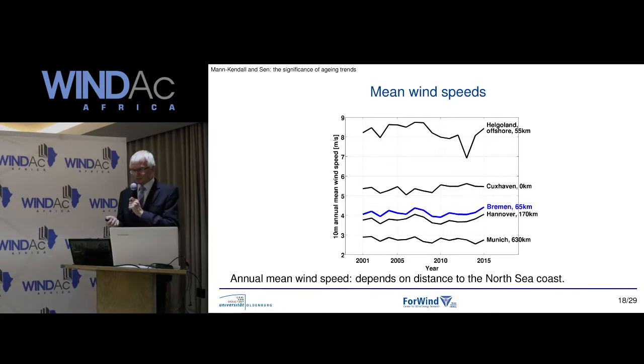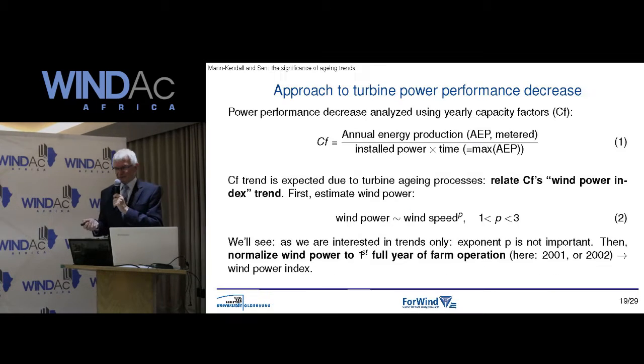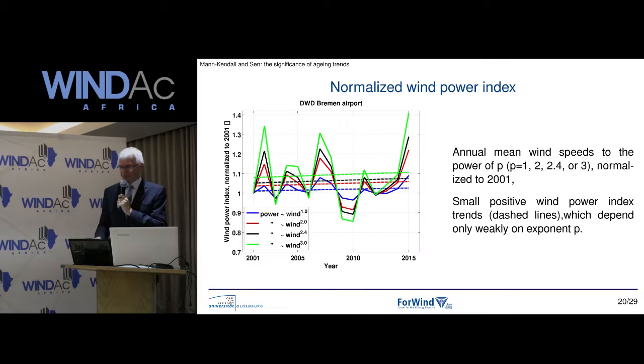The approach to get to the aging effect is by defining a capacity factor. Most of you know what it is: annual energy production, what is metered, that's the data I have, related to the installed power, so the maximum possible annual energy production. I will also skip the next part, this is too technical maybe.